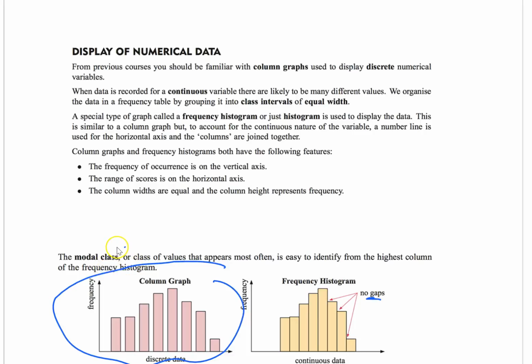Before I miss this right here, the modal class, just as the mode, we'll talk about mode, median, and mean later, but that's essentially just the mode. So it's what's the most often in the table you see here. The modal class here will be this one, because it happens the most often. So that's all a modal class is.